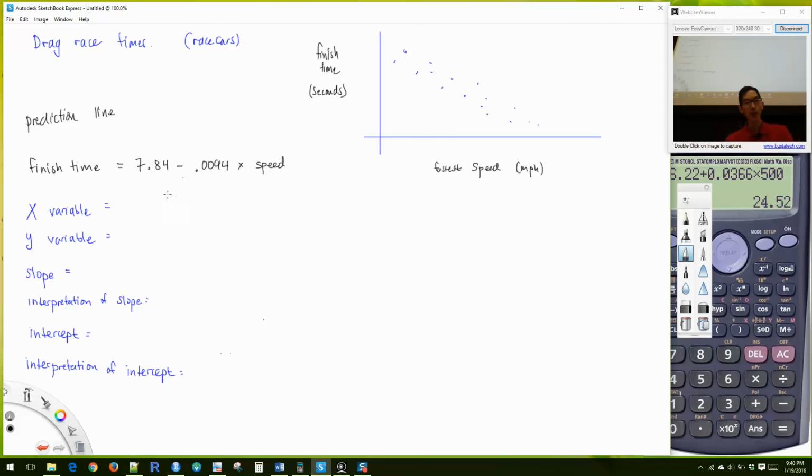All right, our x variable, what is it? Speed of the car in miles per hour. What's our y variable? The finish time in seconds. What's our slope? Negative 0.0094. So don't forget to include the negative there. It's very important. And what's the interpretation of the slope?